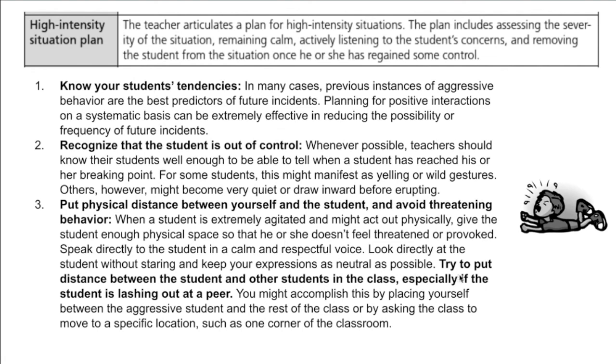Now, other times we need to try and put distance between the student and other students in the class, especially if the student is lashing out at a peer. So if one of our kiddos is lashing out at another kiddo, we might consider placing ourselves between the aggressive student and the rest of the class, and or by asking the class to move to a specific location, such as one corner of the classroom.